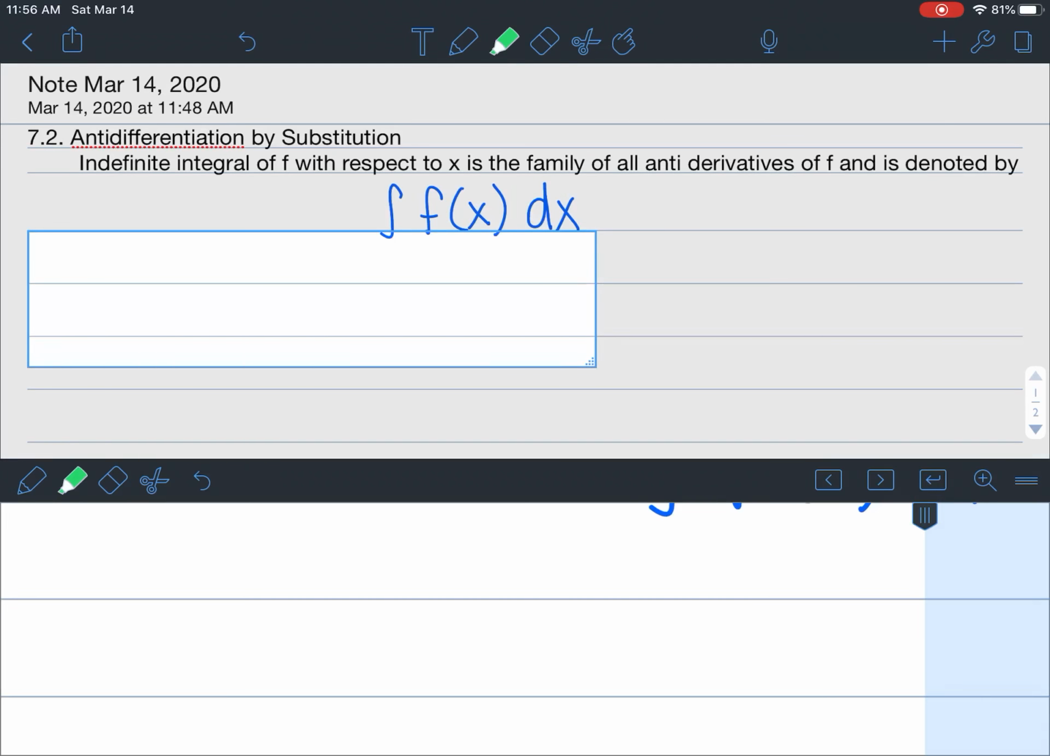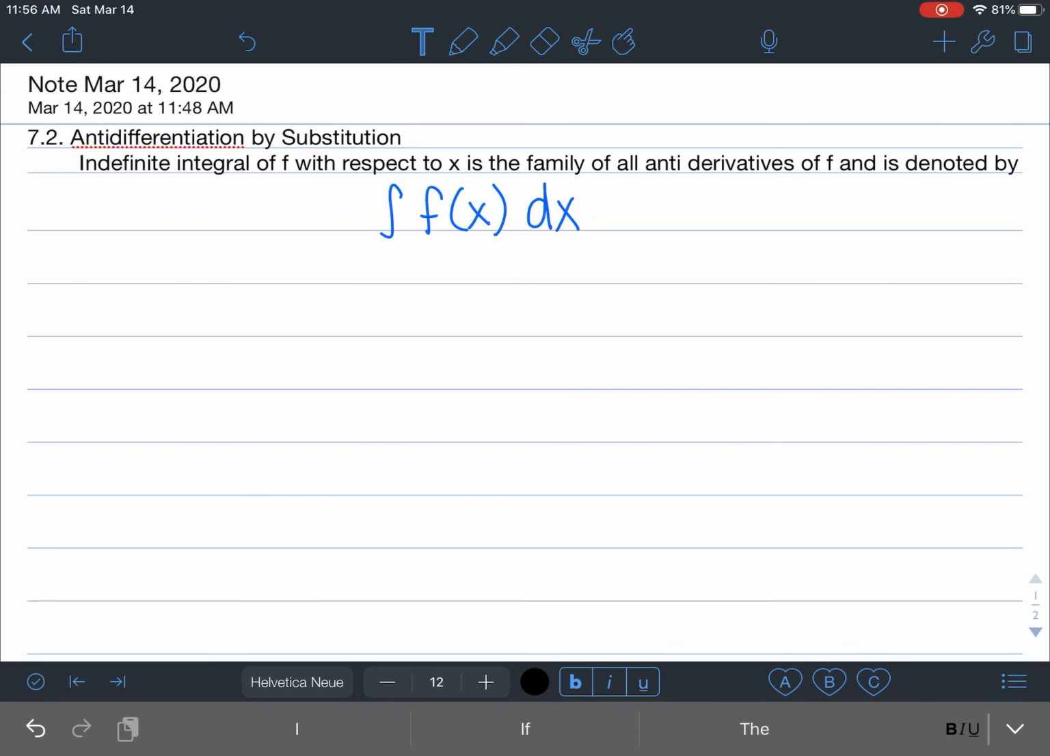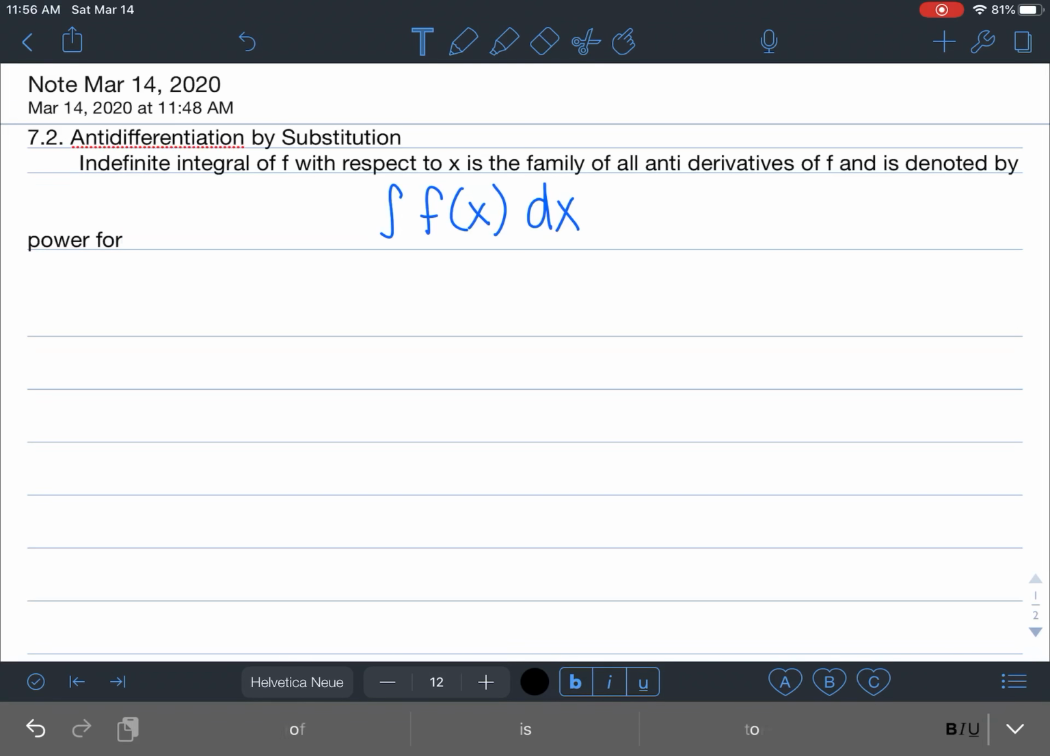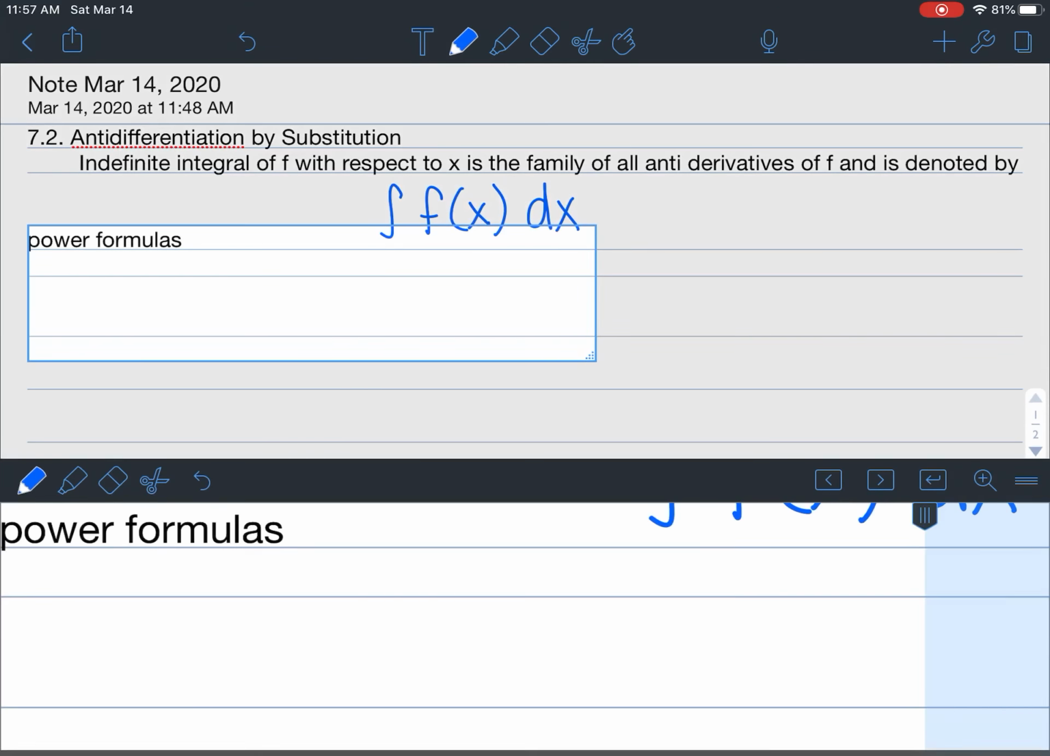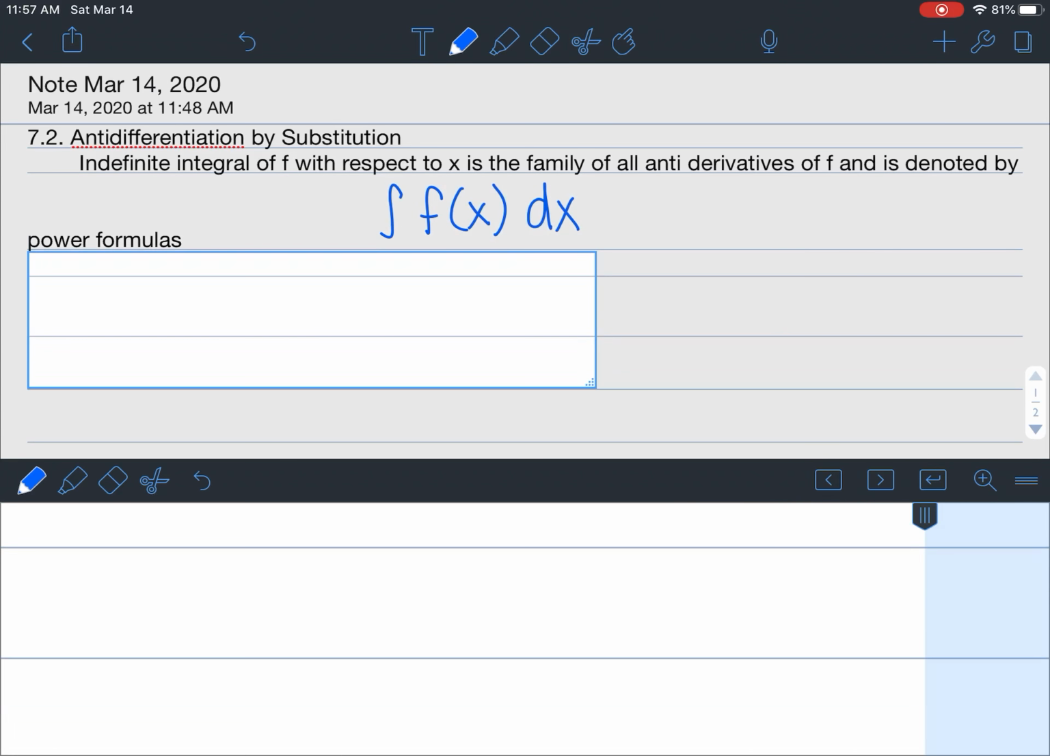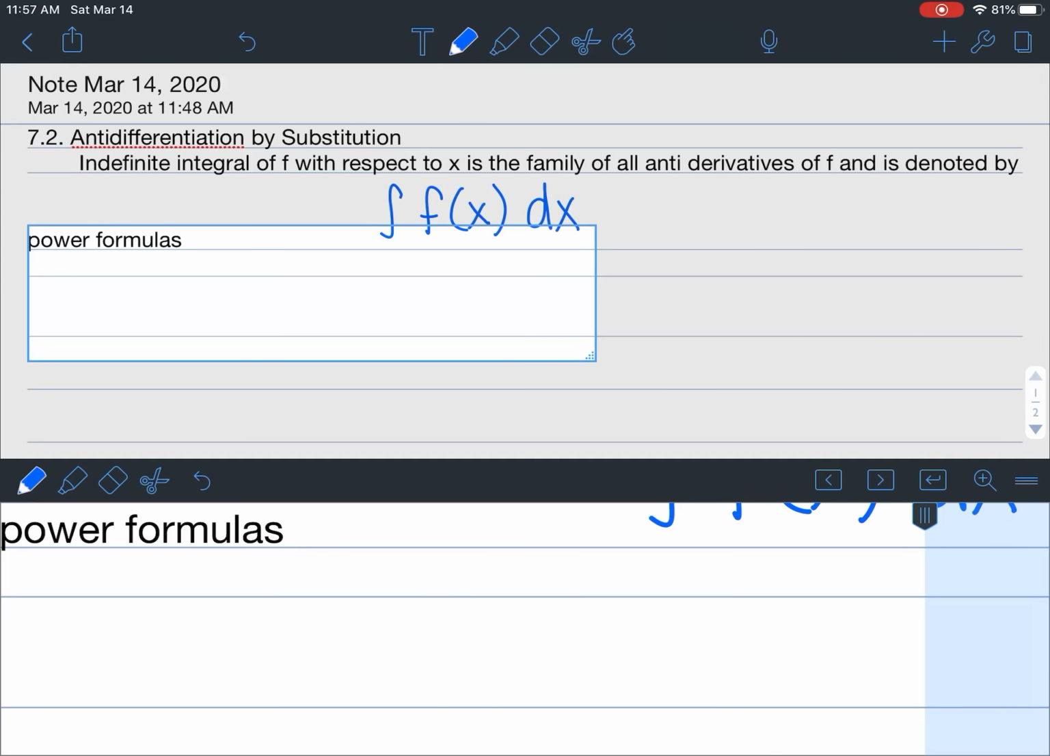Now what we're going to do is make a list of some different integral formulas that will help you stay organized, have them all in one place. And we've done a lot of these before, but now they'll all be in one place. So the first one we have is a power formula.